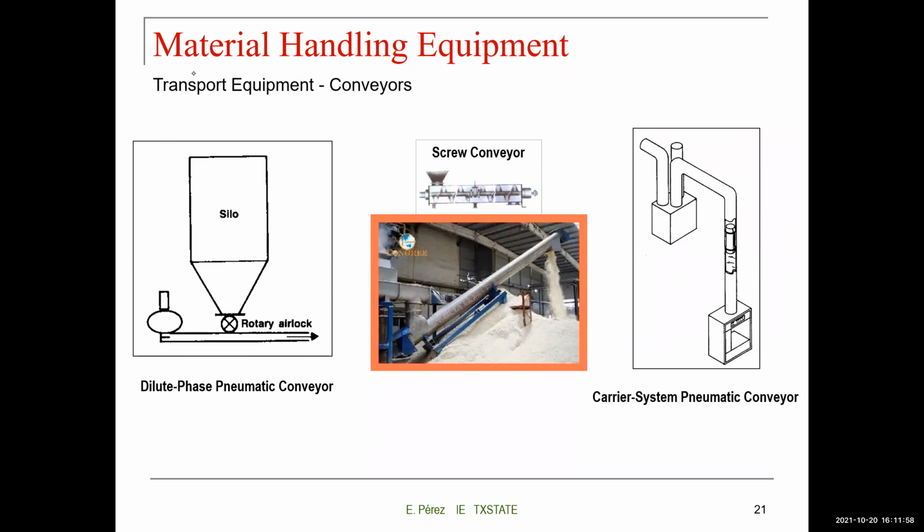Transport equipment conveyors. This is the dilute phase pneumatic conveyor. I have not seen this one in reality. I have seen this one, the screw conveyor, again, moving on materials, and this carrier system pneumatic conveyor. This is what you're going to see like in a car service in, let's say, banks or financial institutions. You put your information or whatever paperwork you need to do, and it will get transported to inside the facility.